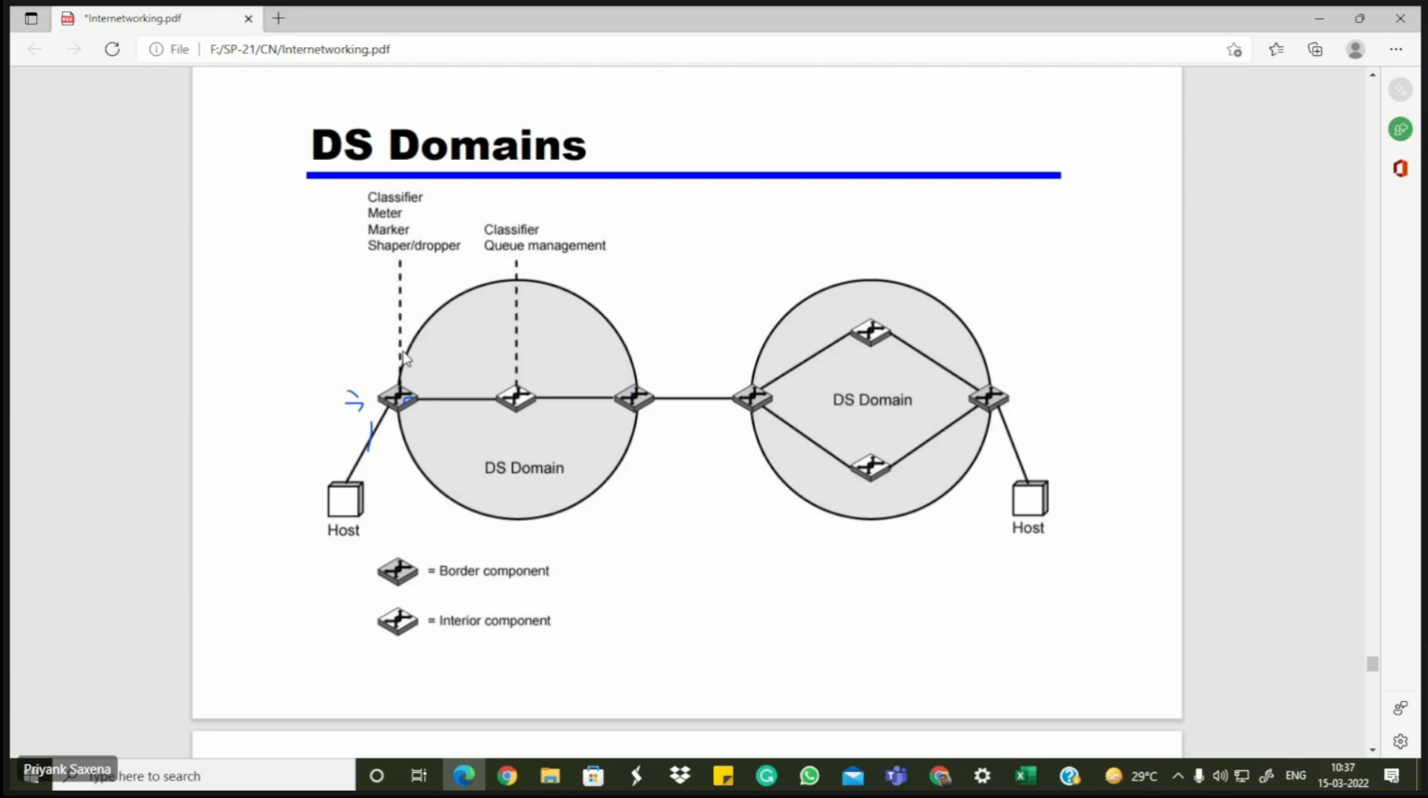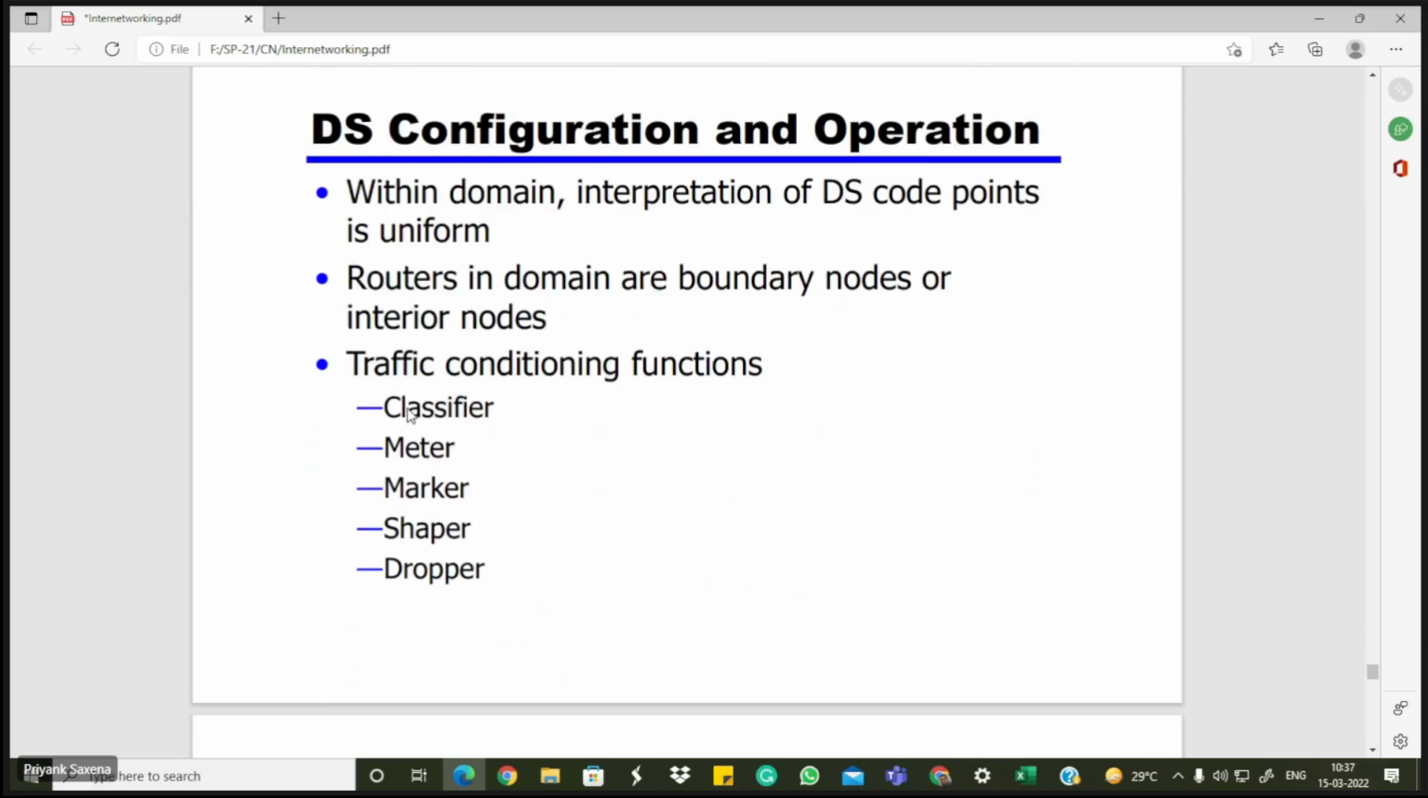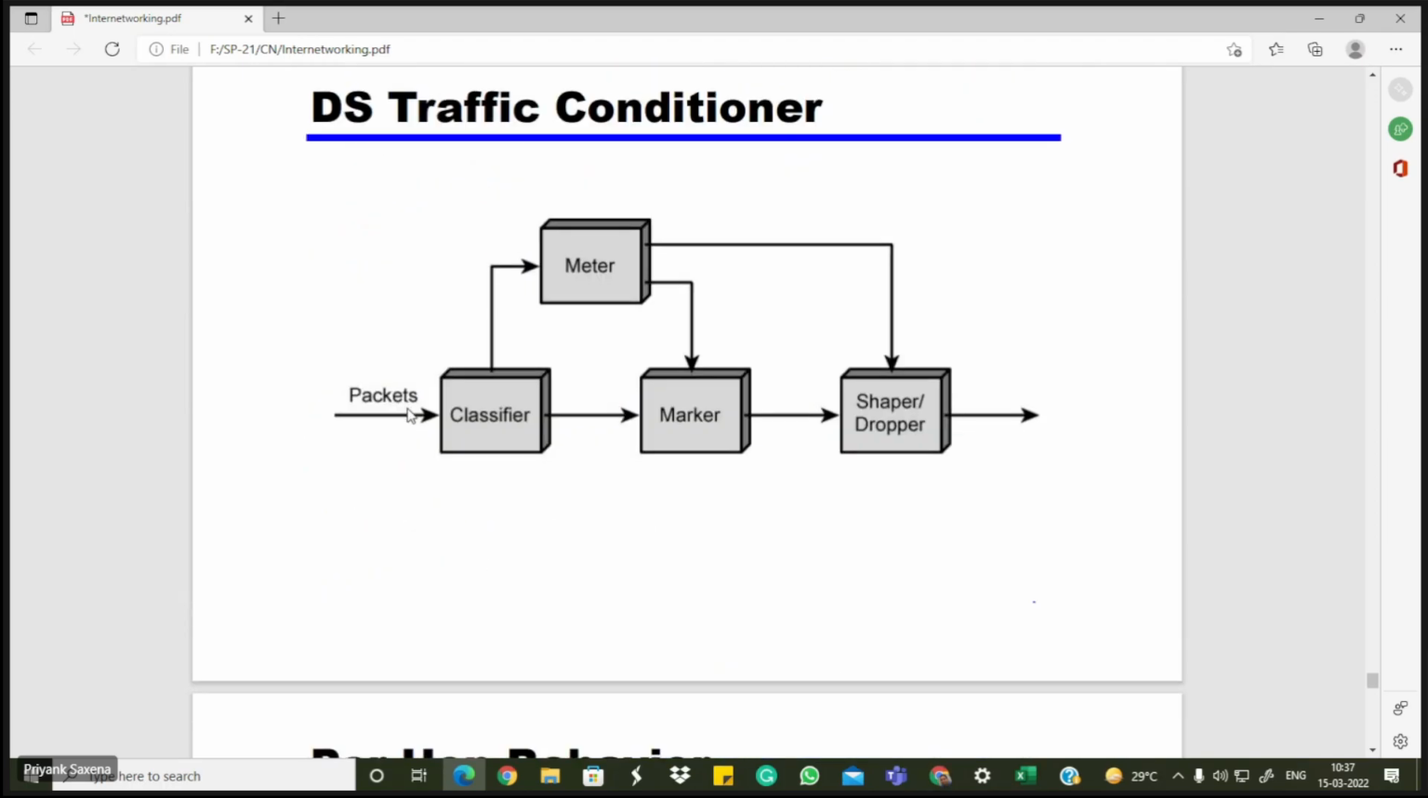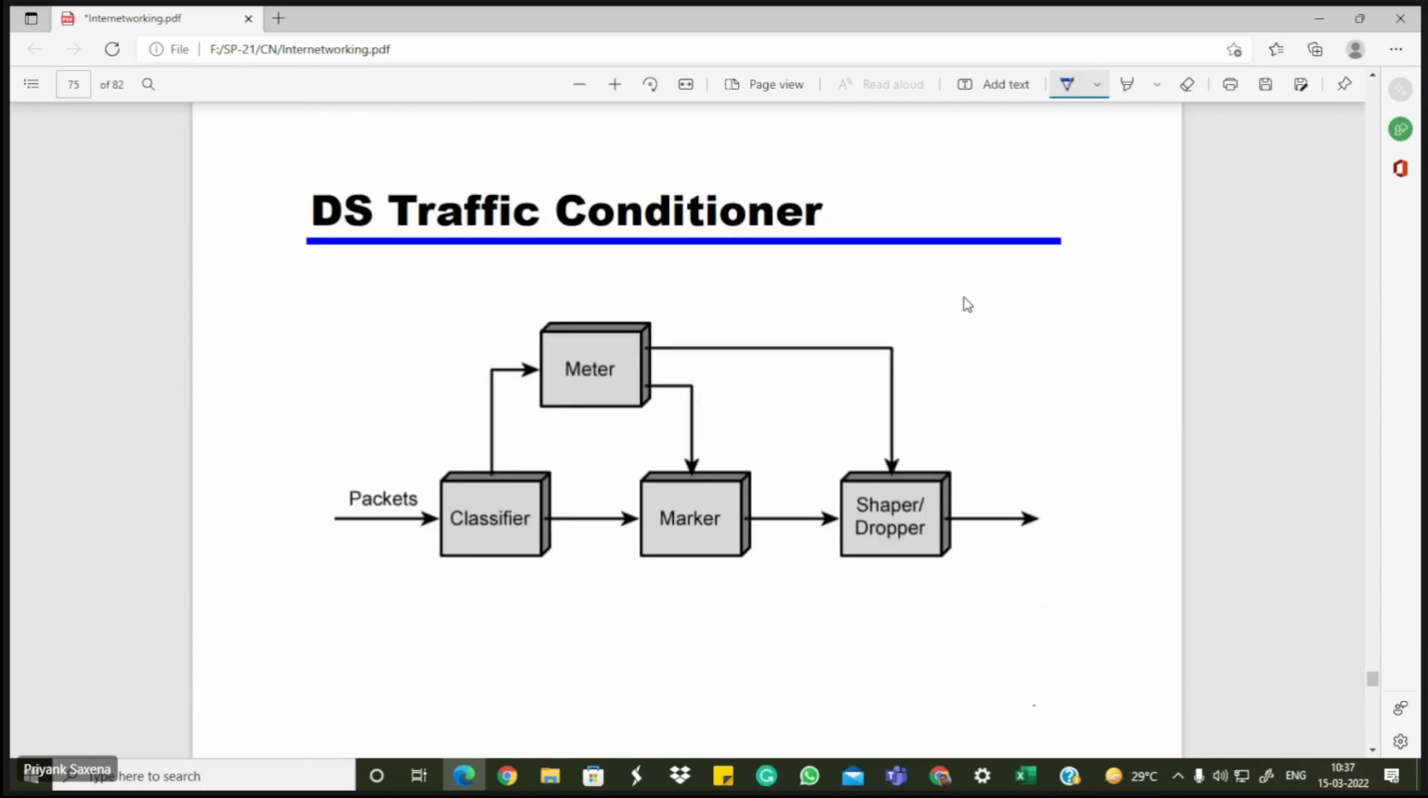What is the traffic conditioner? So these boundary nodes basically include the per hop behavior mechanism, but also more sophisticated traffic conditioning mechanisms. So what is the traffic conditioning mechanism? I will show you this. So this is implemented on a boundary router.